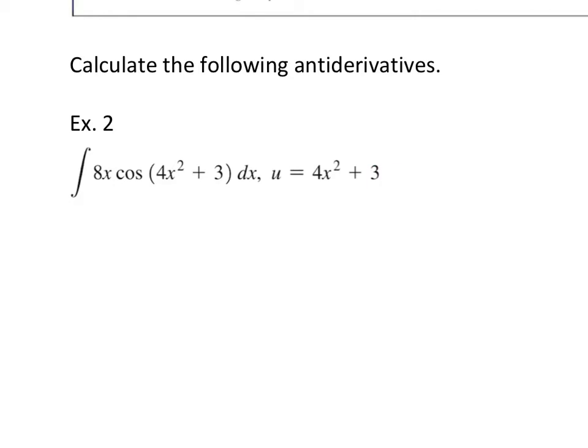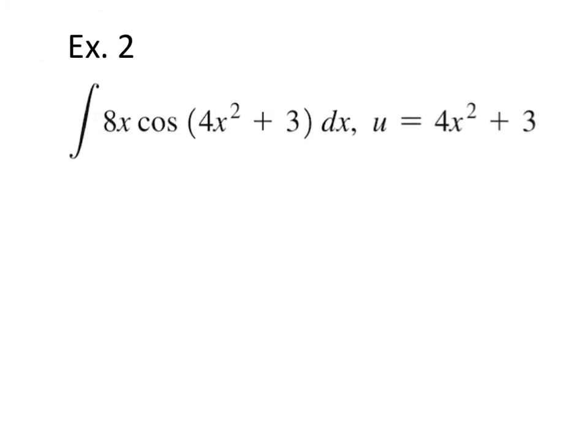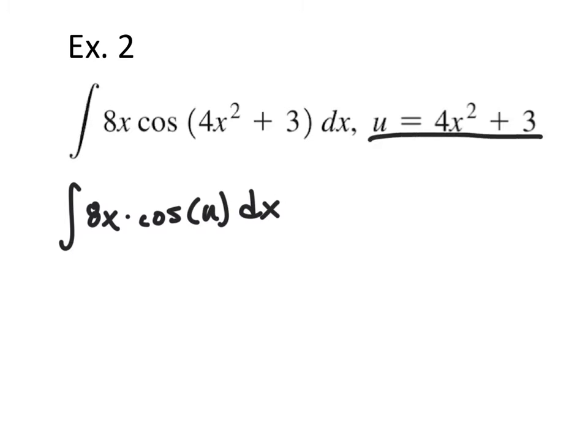Now, the interesting thing is that if I take the derivative of 4x squared plus 3, I get 8x as my derivative. So let me zoom in here real quick and rewrite this. I've got the integral of 8x times cosine, and instead of writing 4x squared plus 3, I'm going to write u, dx. Now, remember that we know that u is equal to 4x squared plus 3.